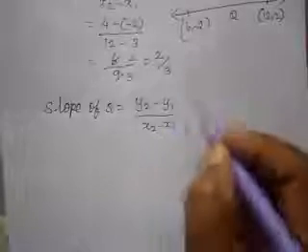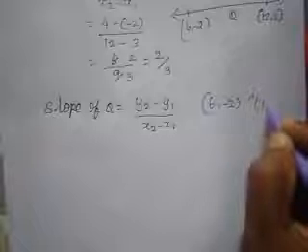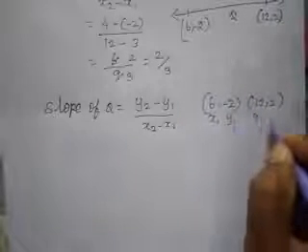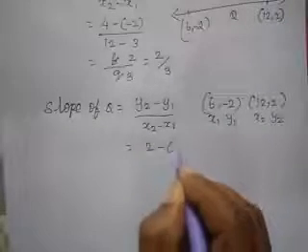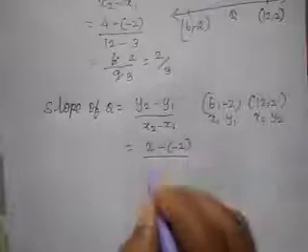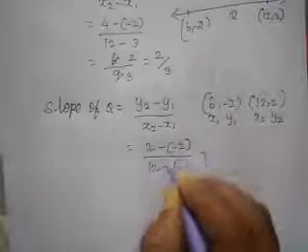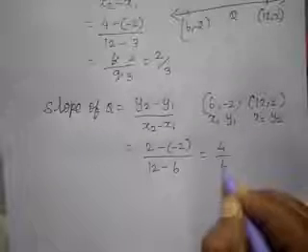The points of Q are (6, -2) and (12, 2). So this is x1, y1, x2, y2. Here y2 is 2, y1 is -2, x2 is 12, x1 is 6. 2 minus of -2 is 4. 12 minus 6 is 6.